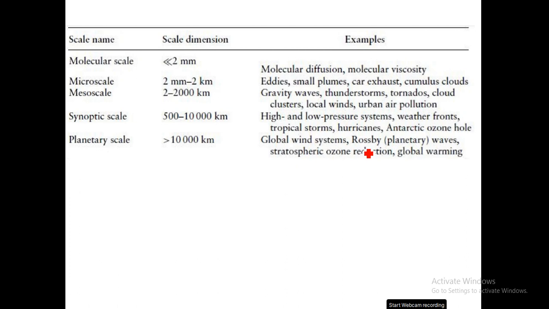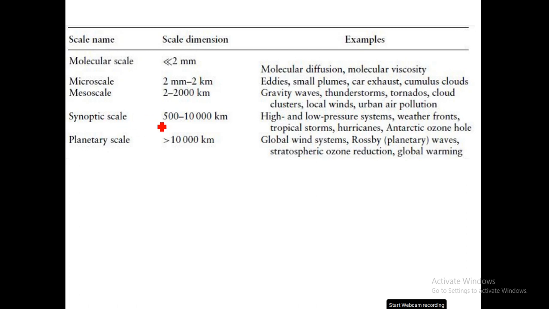Then global wind systems. Maybe I'll explain what this is later. I think you will study this also. We have different cells on the earth's surface, in the mid latitudes, then in the poles. We have different wind circulation. That is also a global phenomenon. Then we have synoptic scale phenomena.